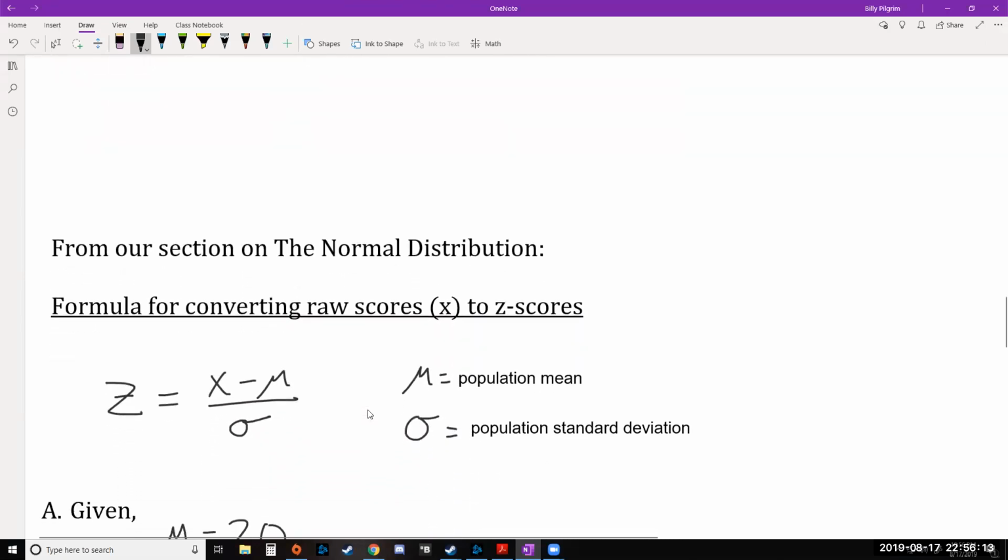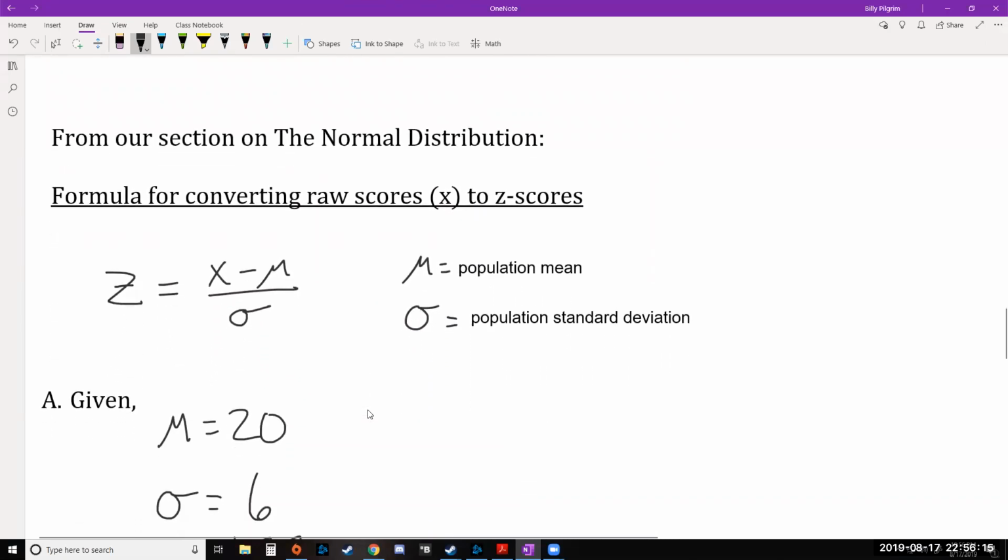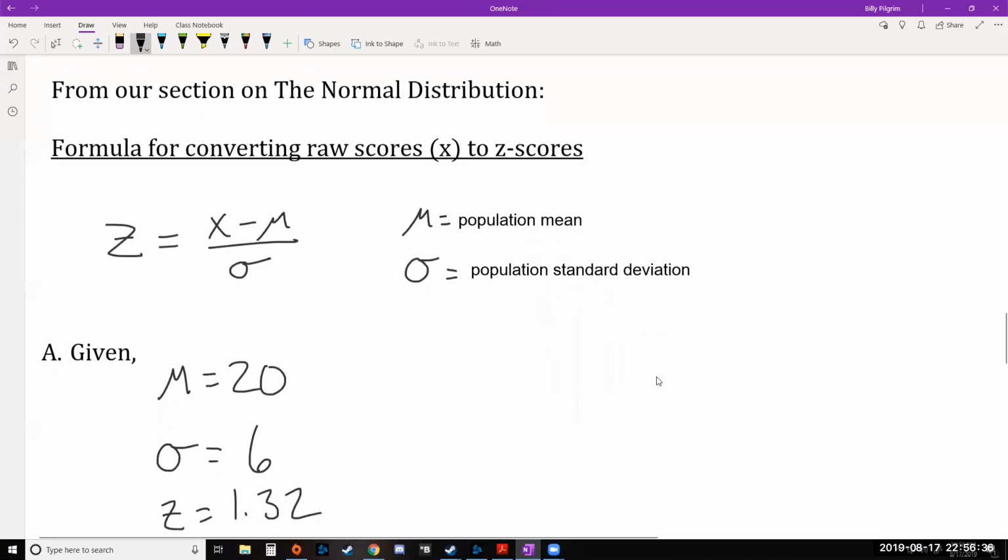So last couple things to look at. We're going to apply this to a problem that you'll see in our statistics section on the normal distribution. We'll have this formula that we convert raw scores to z-scores. Z equals x minus the mean over the standard deviation. This is the Greek letter mu standing for the population mean, Greek letter sigma standing for the population standard deviation. If this doesn't make sense to you right now, it's okay, because we're just going to do the algebra part.